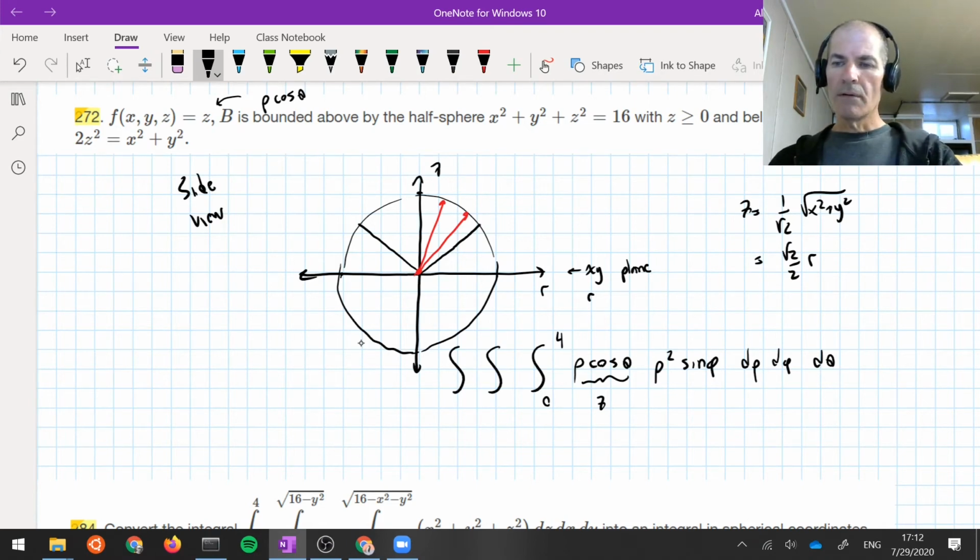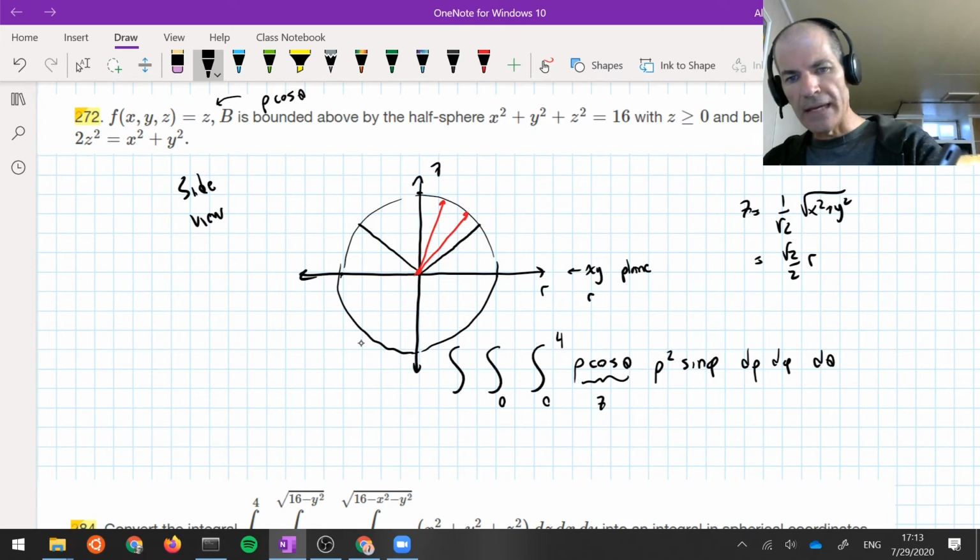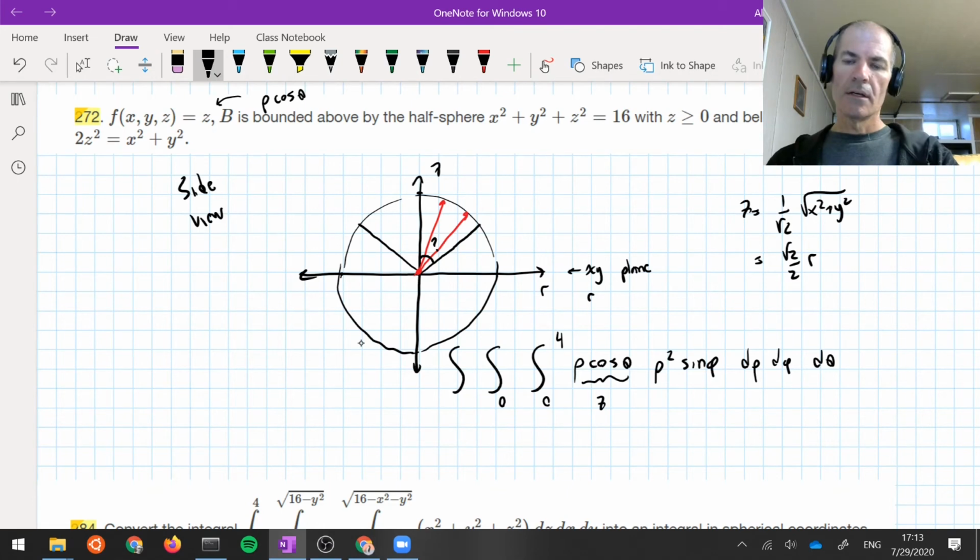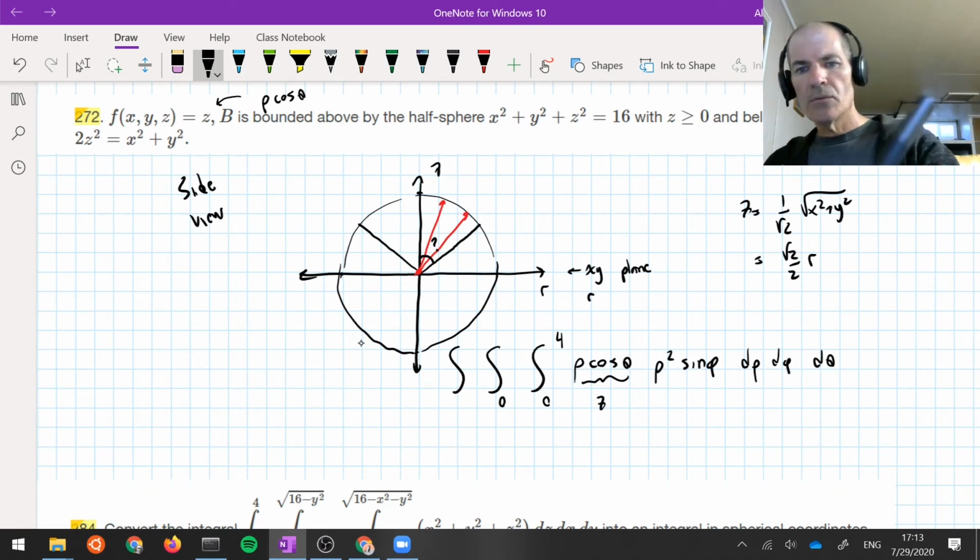Now, if we're going to do phi, we're going to start at the North Pole and go out. So we're always going to start at phi equals 0. Here's the tricky bit now. How far out are we going to go? We need to figure out what this angle is. What is this angle in here? Well, how do we figure that out? That's going to be where this line intersects this sphere. So we need to figure out where this intersects.